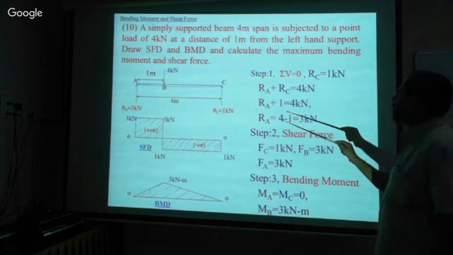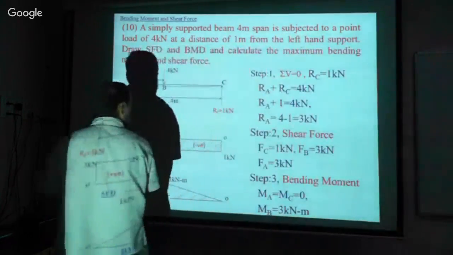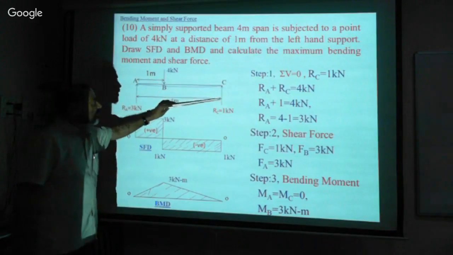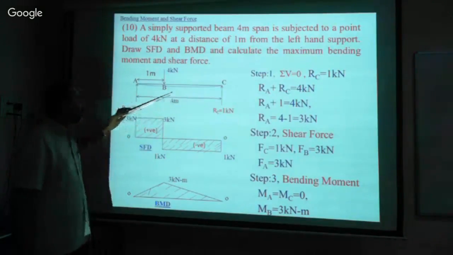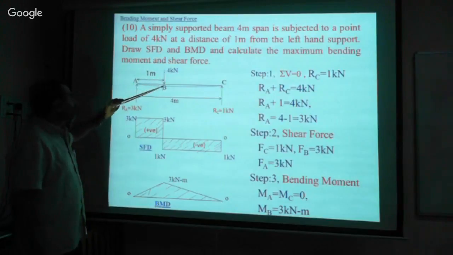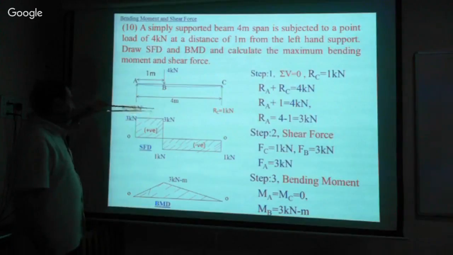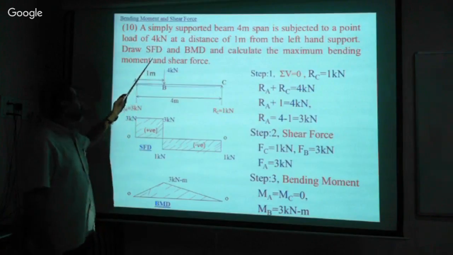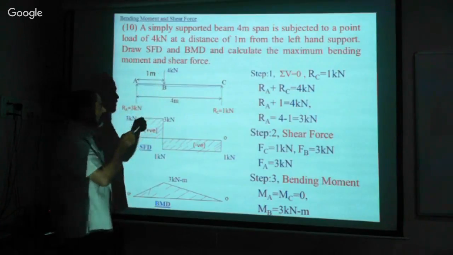Now to calculate the reaction, by the conditions of equilibrium, sigma ME is equal to 0. When you consider sigma ME is equal to 0, RC into distance 4 meter, and then 4 into 1 meter. One is anti-clockwise and the other is clockwise, so one is negative, the other one is positive.